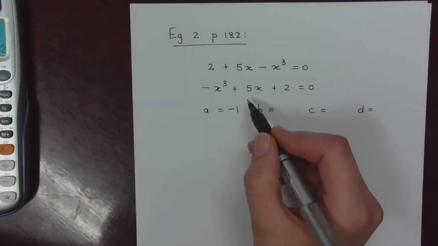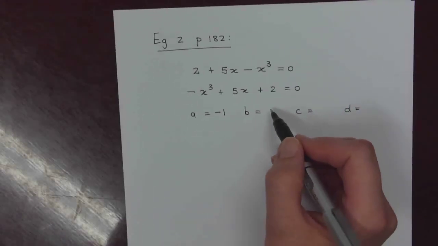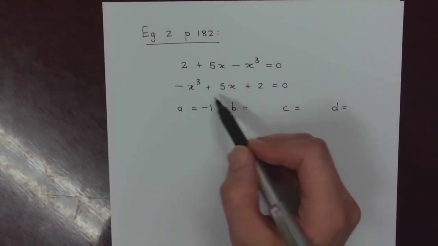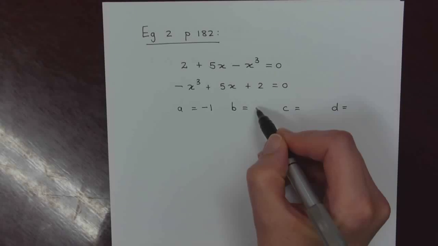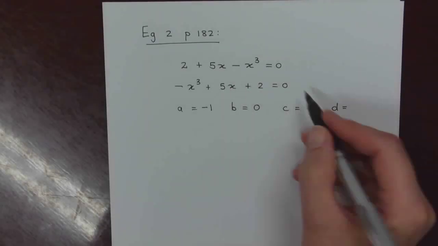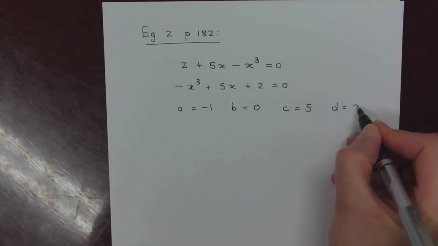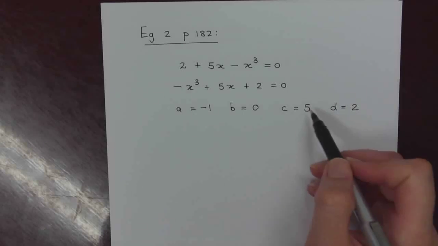b is the coefficient of x squared. Because b is the coefficient of x squared, you have to notice there is no x squared here, and that is why the b value is 0. c is the coefficient of x, which in this case is 5. And d is my constant value, which in this case is 2. So I've got my a, my b, my c, and my d value.